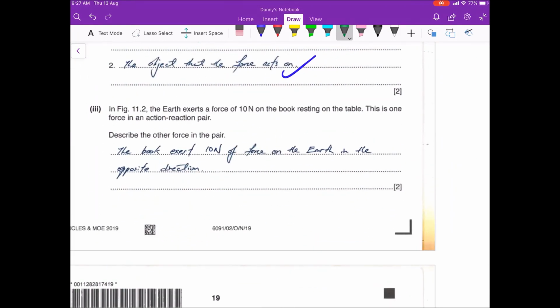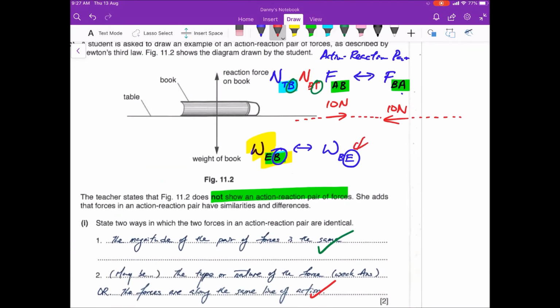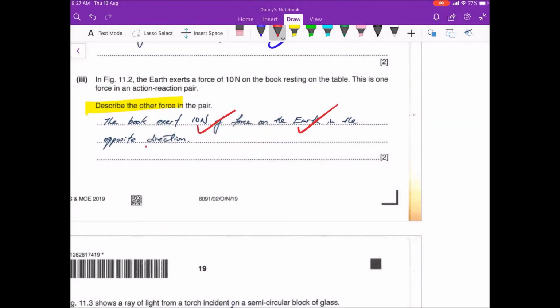For your part 3, Earth exerts a force of 10 Newton on the book. This is one force in the action. Describe the other force. When you describe the other force, you always describe a vector in terms of its magnitude and its direction, so you need to talk about the value and the direction. So the book exerts a force of 10 Newton on the Earth, in the opposite direction. You need to talk about the magnitude, the direction, and because this is a force, it is better to say that it is from the book on the Earth.